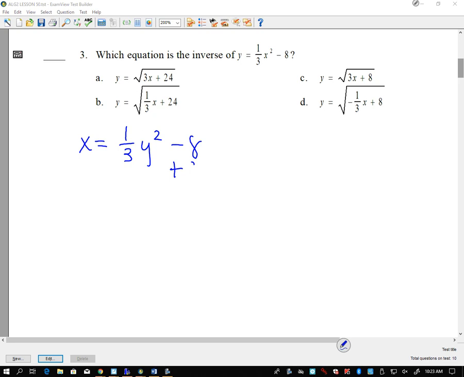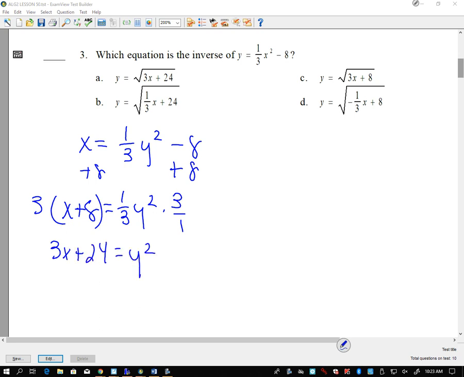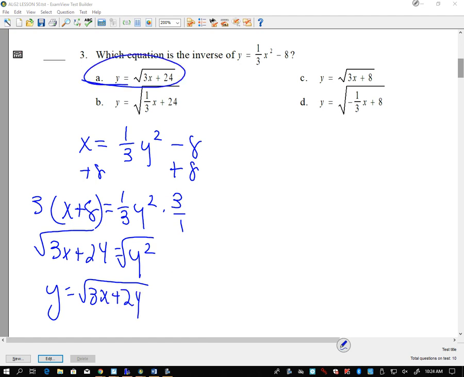All right, what's next? Add 8. Okay? Add 8. So I have x plus 8 equals 1/3 y squared. Now what? Multiply by 3. Good. Because I can't divide by 1/3, I multiply by the reciprocal. So that's giving me 3x plus 24 equals y squared. What's next? Square root on both sides, so y equals the square root of 3x plus 24. Is A my answer for 3? Good. All right, we're understanding this okay? Awesome.